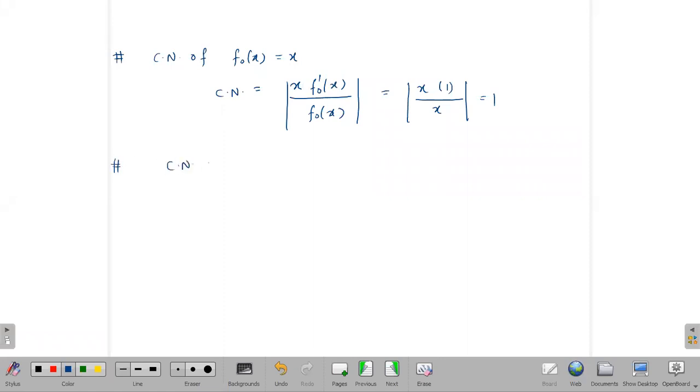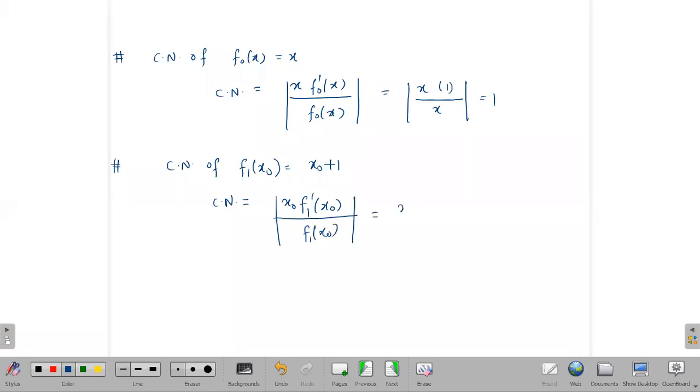Next step, the condition number of f1 of x naught, that is x naught plus 1. Because x naught is a variable, you have to multiply by x naught, the derivative with respect to x naught, and the function.